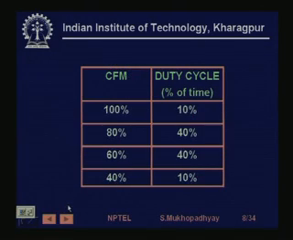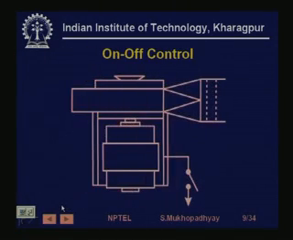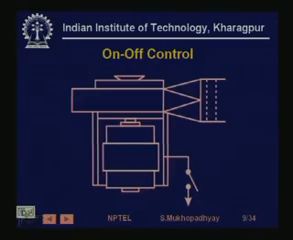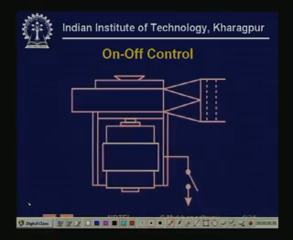Now let us see what are the various ways of controlling. One of the easiest ways of controlling airflow is to switch on and switch off a fan. This happens regularly. If you see a home air conditioner, you must have noticed that the compressor switches on and off, right. So it's a kind of on-off control. In a similar way, if you want to control flow, then you can also switch off and switch on the fan. So what will happen if you do that?